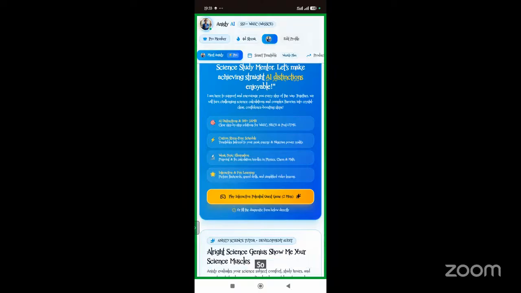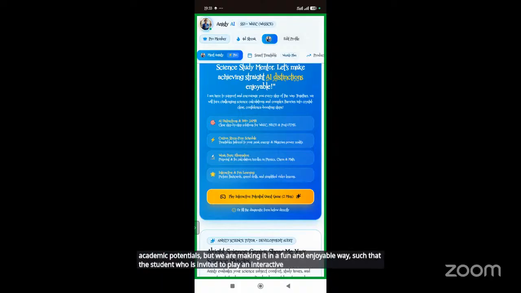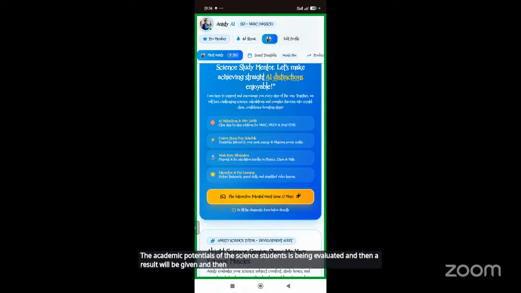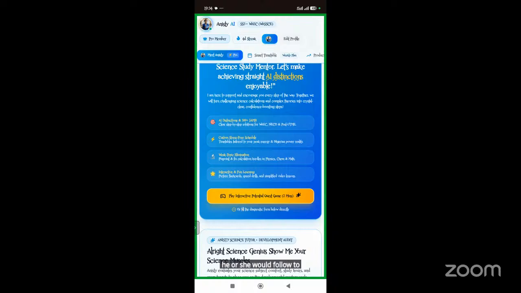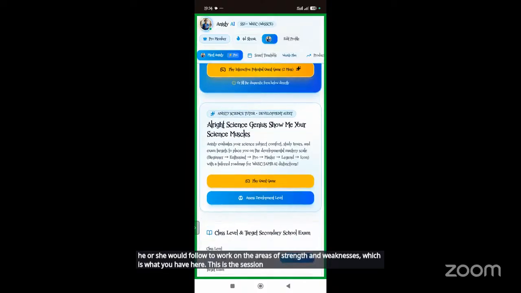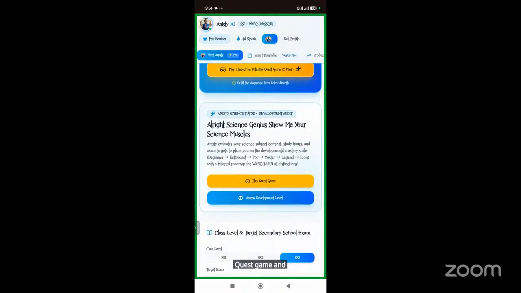We started out by doing an evaluation of the students' academic potentials, but we are making it fun and enjoyable, such that the student is invited to play an interactive game. As the game is going on, the academic potentials of the science students are being evaluated, and then a result will be given. From the result of that evaluation, a study schedule will be drafted and given to the student, which he or she would follow to work on areas of strength and weakness. This is the session for the quest game and the assessment of the development level.